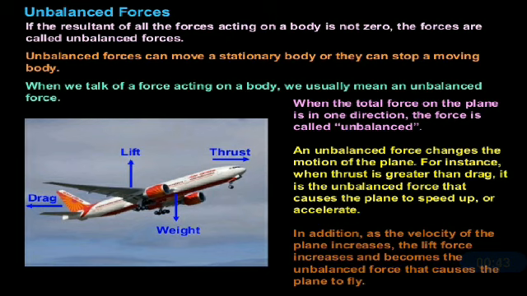When the total force on the plane is in one direction, the force is called unbalanced. An unbalanced force changes the motion of the plane. For instance, when thrust is greater than drag, it is the unbalanced force that causes the plane to speed up or accelerate. And in addition, as the velocity of the plane increases, the lift force increases and becomes the unbalanced force that causes the plane to fly.